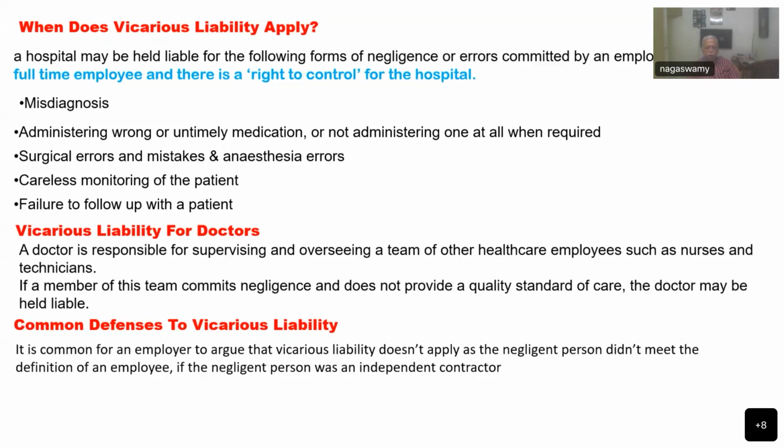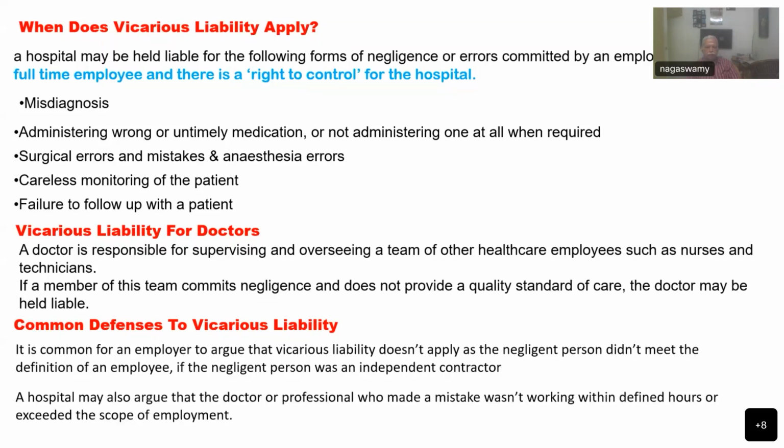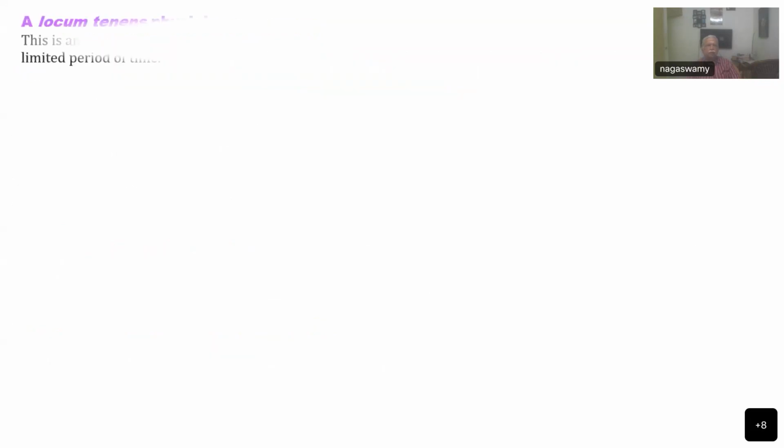Only those who are on full-time payment and full payroll and who are coming under the employee-employer relationship are liable. Then only the hospital becomes liable for vicarious liability. And the hospital may also argue that the doctor or professional who made a mistake was not working within the defined hours or exceeded the scope of employment. Then also the vicarious liability will not apply to the hospital.